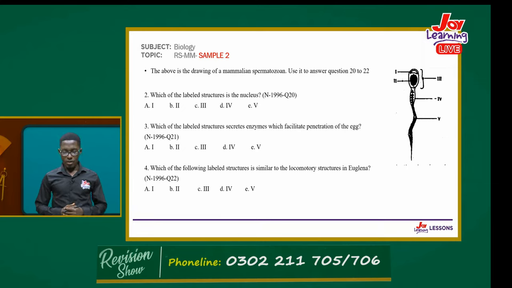I hope you see what's on your screen, the drawing. They say the above is the drawing of a mammalian spermatozoa. Use it to answer questions 20 to 22. Which of the labeled structures is the nucleus? Question 3: which of the labeled structures secretes enzymes which facilitate penetration of the egg? Question 4: which of the following labeled structures is similar to the locomotory structures in Euglena?